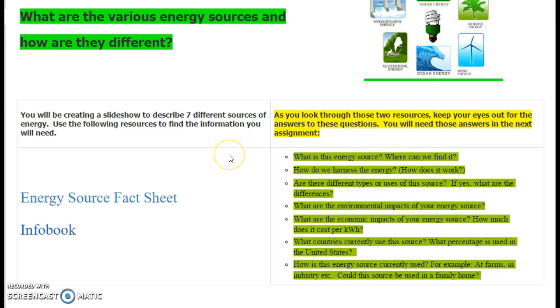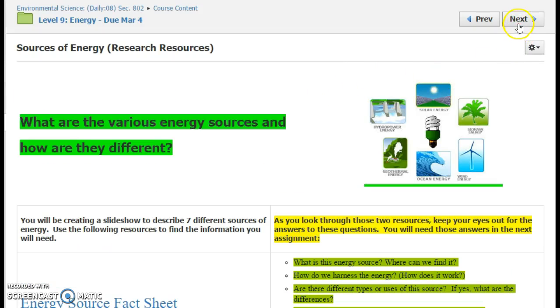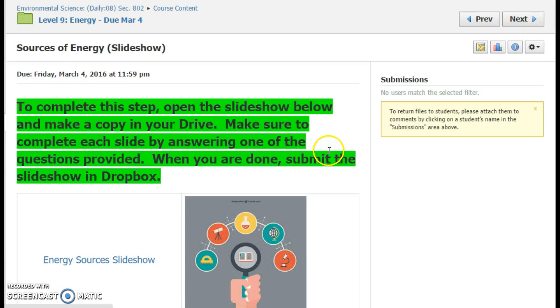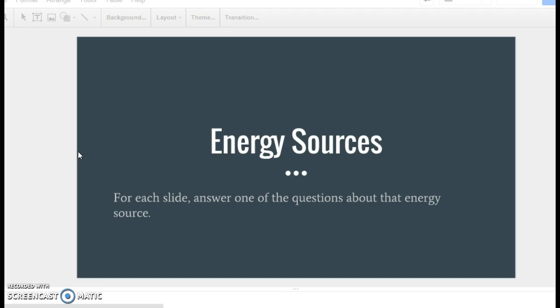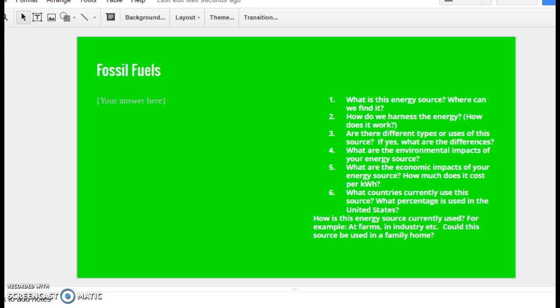Now on this page you're not going to turn anything in, but you are preparing for the following page, which is a slideshow that you will fill in where you address those questions that were listed on the previous page. You're going to be making a slideshow where you are going to be presenting information on all these different types of energy sources.